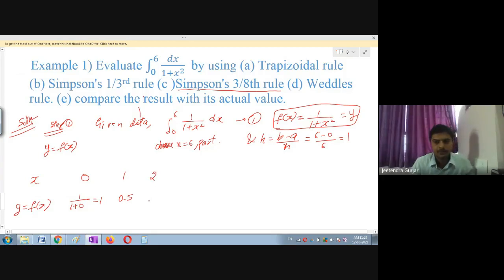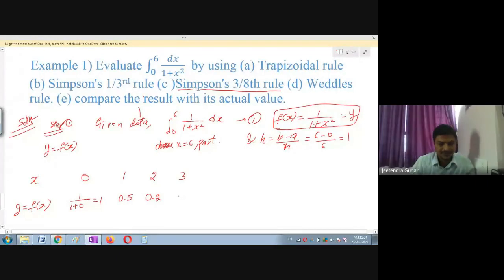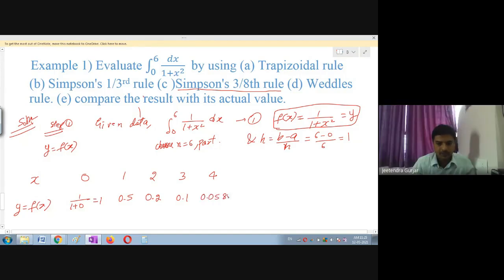1 by 5, or you can take this as 0.2. Then go for 3. 1 by 10, yes, it is 0.1. Very good. Okay, go for 4. You can do it orally here. You can see 1 divided by 1 plus 4 square. 4 square is 16, 16 plus 1 is 17. So 1 divided by 17 is 0.058, you can take 0.0588. Okay, then you go for 5.